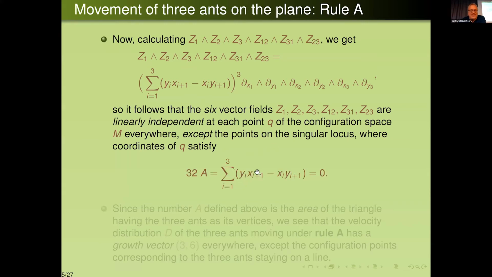Now you can think about what this thing is. You see there is some quadratic expression, so it is easy to guess that it is just the area of the triangle defined by the 3 ants at every moment. So in other words, this distribution is a (3,6) distribution everywhere except at the configurations where the ants are on a line. Somehow in this R^6 there are all possible configurations, and when they are on a line, this distribution stops being a (3,6) distribution.